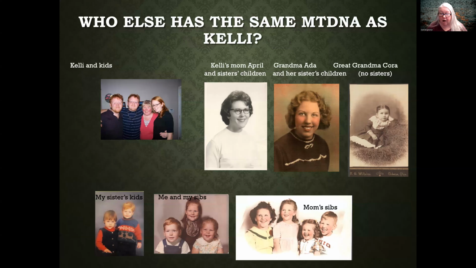Who else has the same mitochondrial DNA as I do? Well, my children do. My mom and my mom's sister's children, my grandmother Ada and her sister's children, my great-grandmother Cora, she didn't have any sisters, my sister's children, me and my siblings, my mom's siblings, and of course any of their children. So you can quickly think of who's in your network. Maybe it helps you to make a picture or a pictograph or something to show you who all the people are who potentially gave you the same mitochondrial DNA that they have.